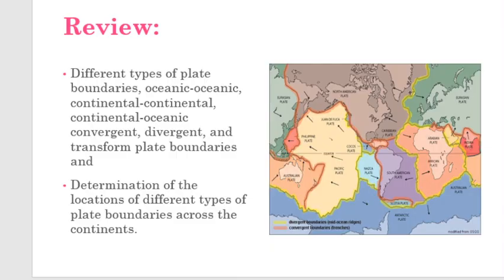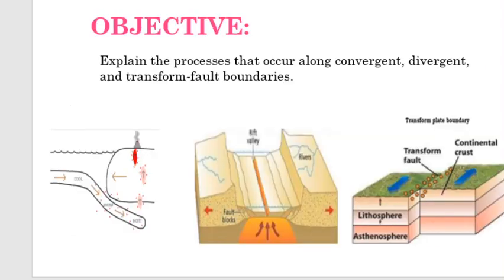So, as a review, in the last lecture that I gave, we learned about the different types of plate boundaries, which are oceanic to oceanic, continental to continental, continental to oceanic convergent boundaries, and we have divergent and transform plate boundaries. We also learned how to determine the locations of different types of plate boundaries across the different continents of the world. Now, the objective for this lesson is for you to explain the processes that occur along convergent, divergent, and transform fault boundaries.